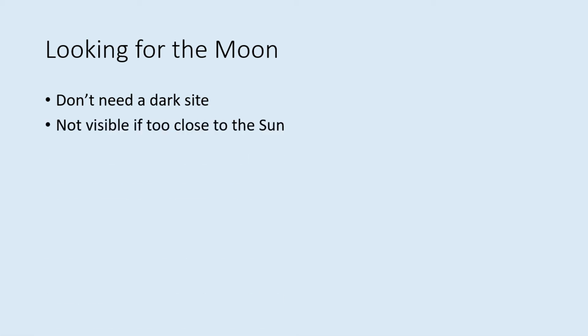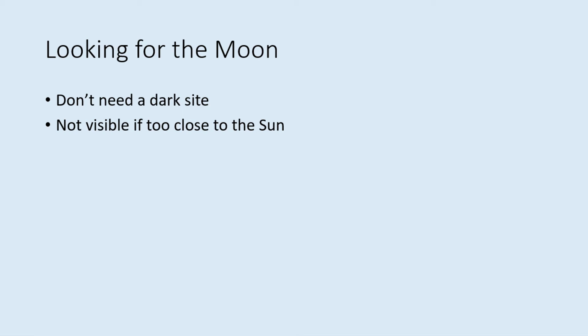The moon is bright, so you don't need to find an especially dark site to see it. So long as you have a clear sky in the right direction, you should be able to see it from almost anywhere. In the daytime, you can see it so long as it isn't too close to the sun in the sky. When the moon is in the sky, it moves from east to west, just like the sun does.